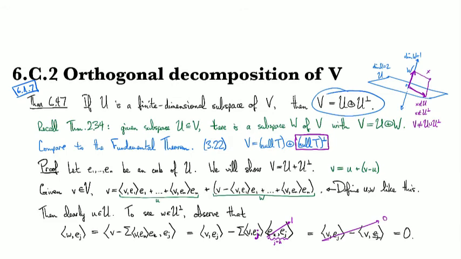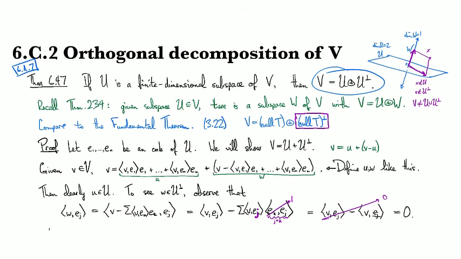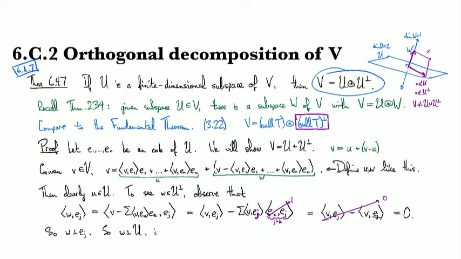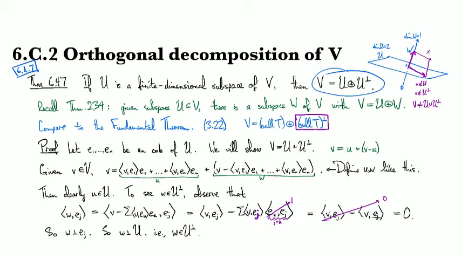Okay, so that shows us that W is orthogonal to EJ. So in other words, W is orthogonal to every basis vector of U. So that means W is orthogonal to U. Or in other words, W is in the orthogonal complement of U. All right.